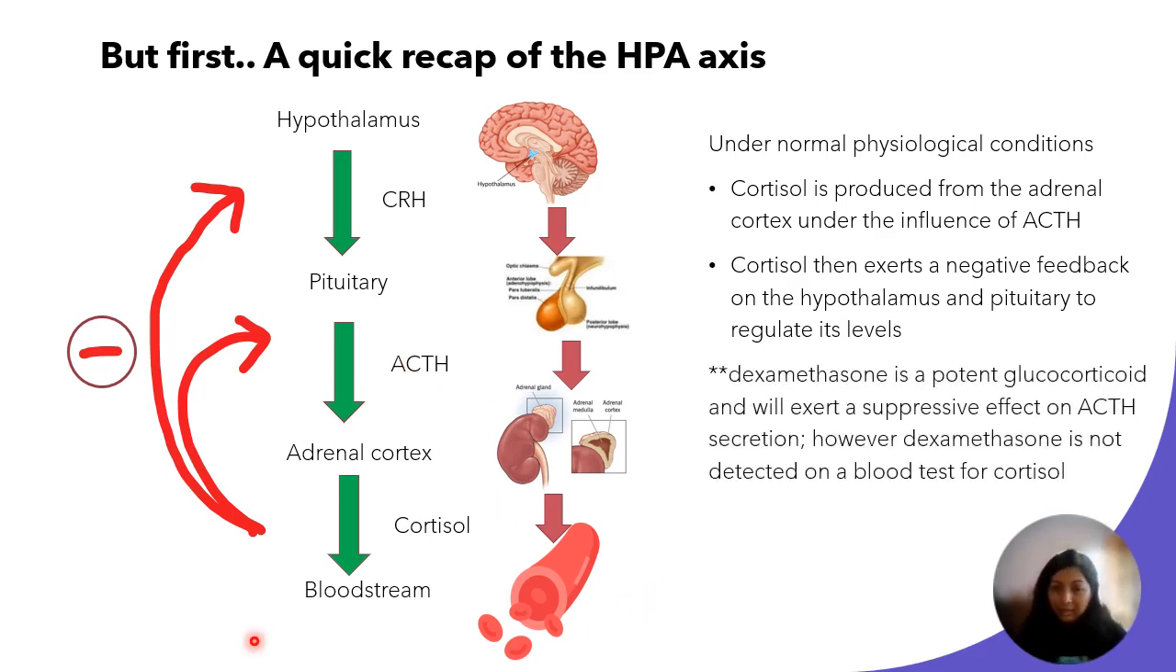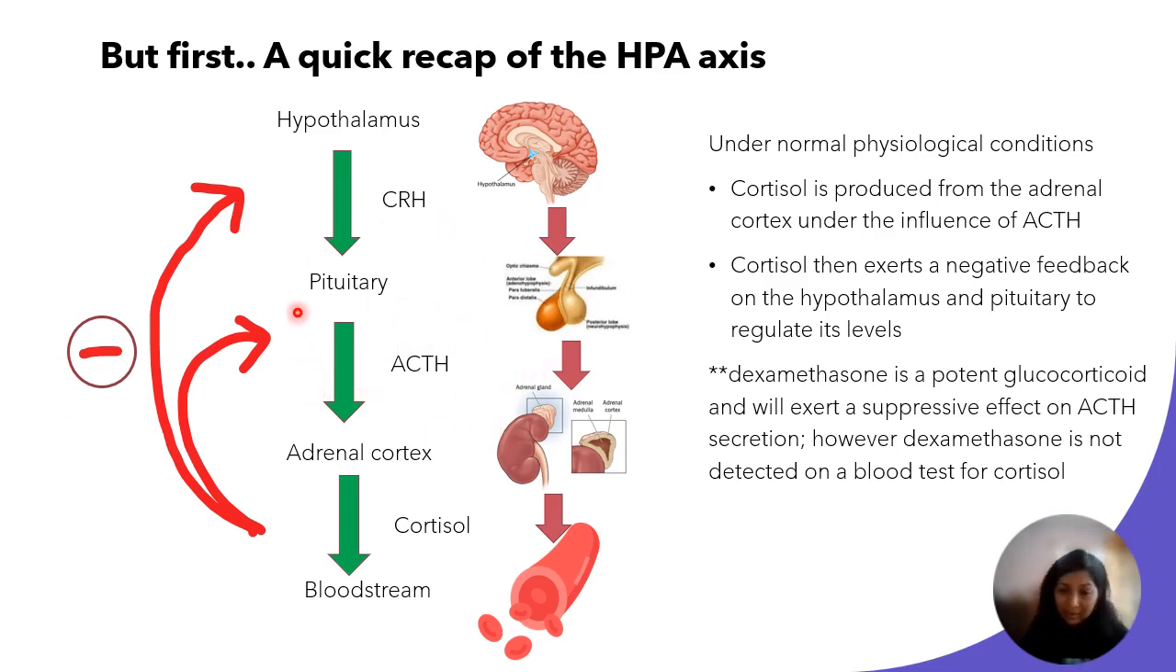Okay. So when you have dexamethasone, and this whole dexamethasone suppression test, dexamethasone is a potent glucocorticoid. So if you give external dexamethasone, it actually has the power to have that cortisol-like effect in the sense that it will suppress your secretion of ACTH and also CRH, but your main interest here is ACTH.